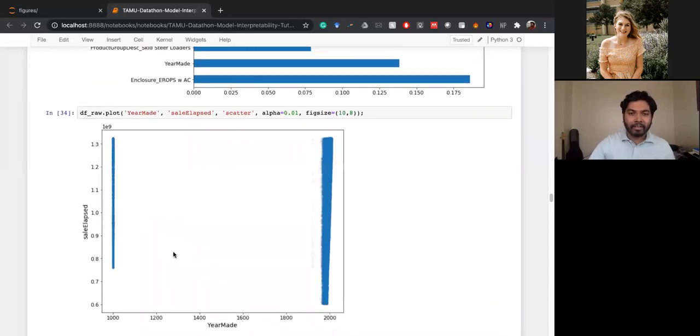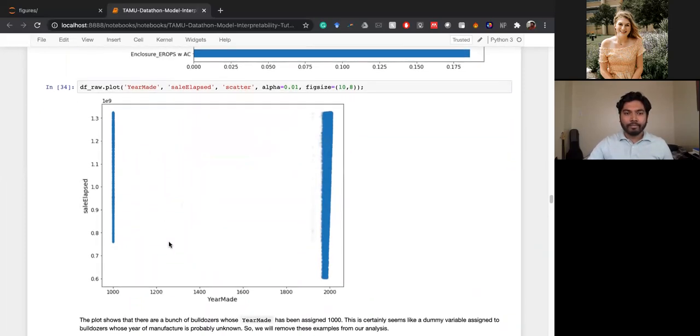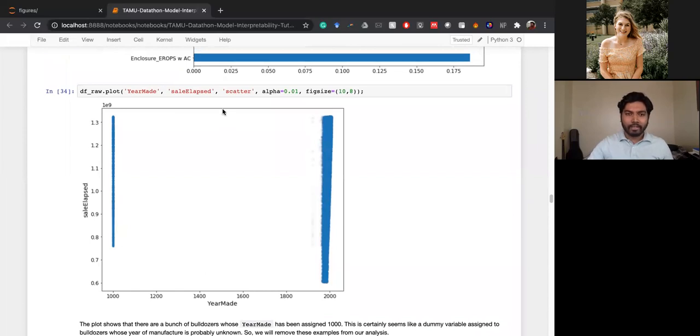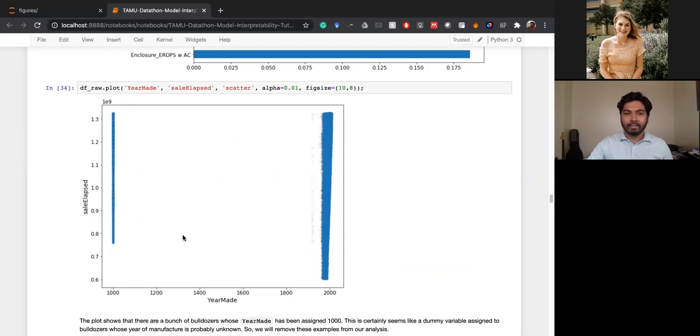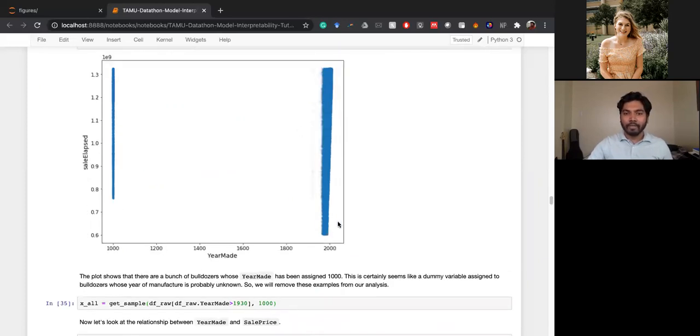Now, if you do a scatter plot of year made and sale elapsed, you can see there are a bunch of values around the year 1000, which I think are missing data. Basically, they don't have information regarding when these equipments were made. So for analysis, I'll not consider these values, and we'll only focus on values that are present here.